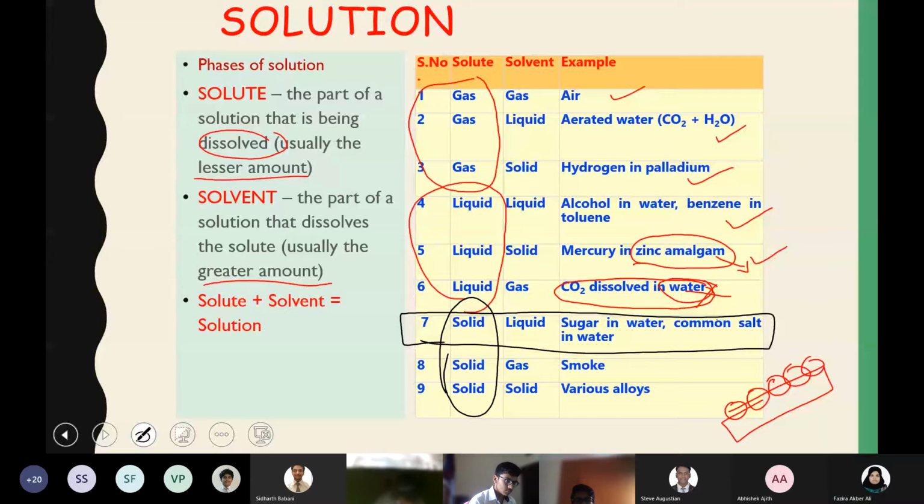Eighth example, a solid in a gas, that is smoke. What is smoke?